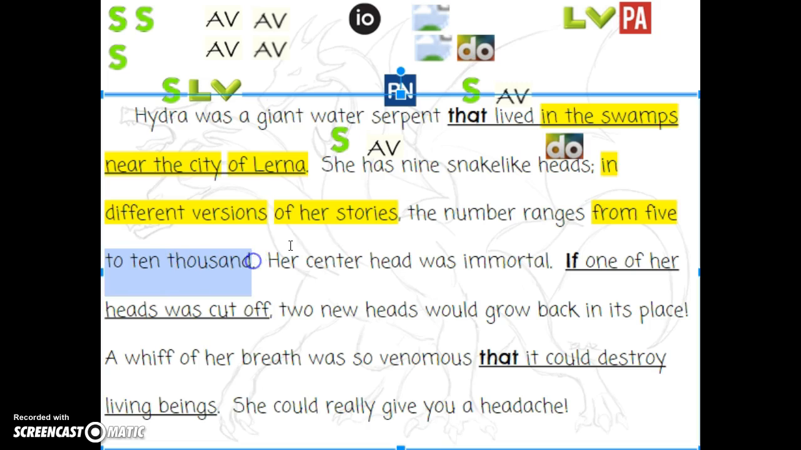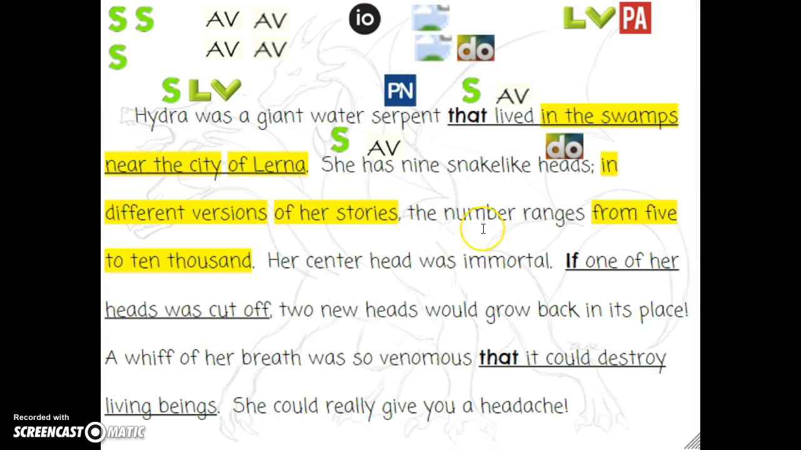Now the beauty of getting rid of our prepositional phrases is that we look for what's left. All that's left in that sentence is the number ranges. The subject is number. And what does the number do? It ranges, and that's an action verb.